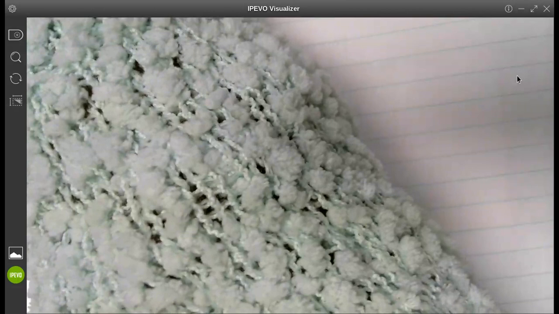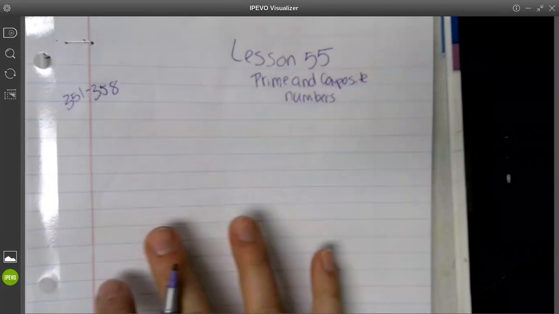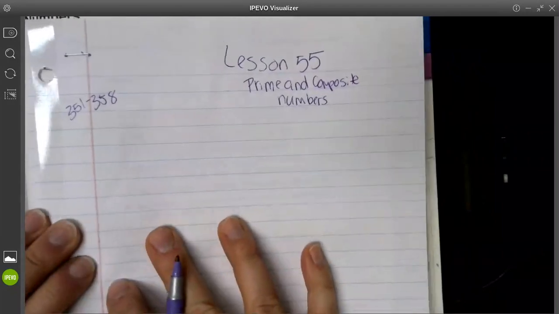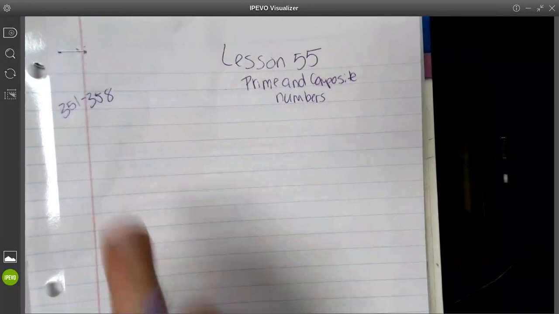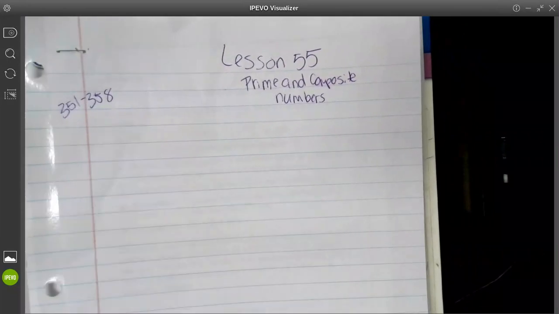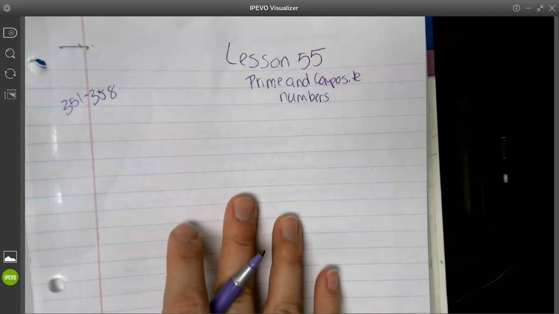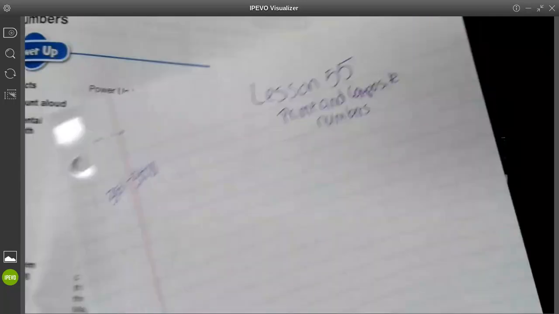So we are on lesson 55 in math today, prime and composite numbers. Here's that. So you are going to be taking notes, page 351 to 358. All right, so the following, I'll show you.